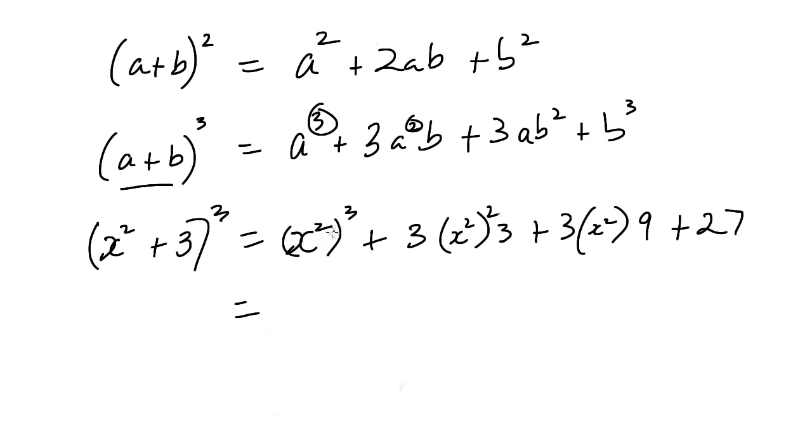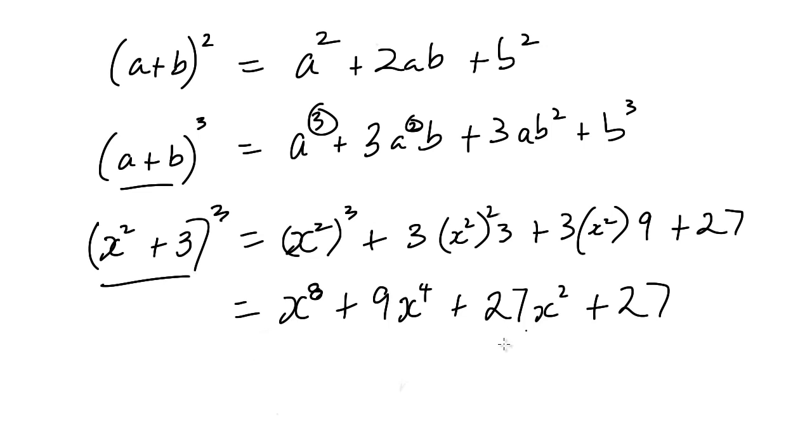And then I can actually evaluate this even further. So I can end up with 2 to the power of 3, so x to the power of 6, and then I would have 3 times 3 is 9, and x squared to the power of 2 is x to the power of 4, so I would end up with 9x to the power of 4. Then 3 times 9 is 27, and that's times x squared, so 27x squared, plus 27. So if I was to expand these out, I would end up with x to the power of 6, plus 9x to the power of 4, plus 27x to the power of 2, plus 27.